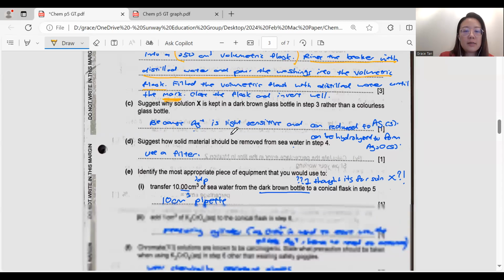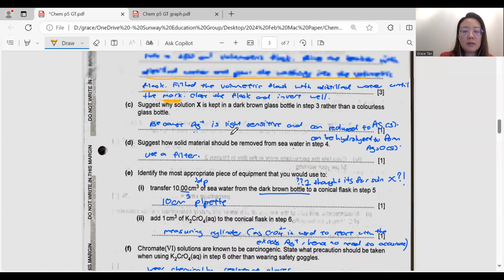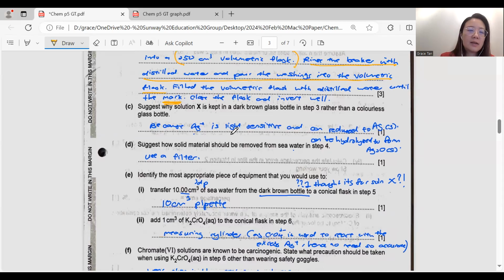All right, part C. Suggest why solution X is kept in a dark brown glass bottle in step 3 rather than a colorless glass bottle. The reason why we keep it in a brown bottle is because we want to prevent or reduce the light reaching the solution. So my answer would be silver ions are light sensitive. That's the main reason. Anything that is light sensitive, we will put in a dark bottle.